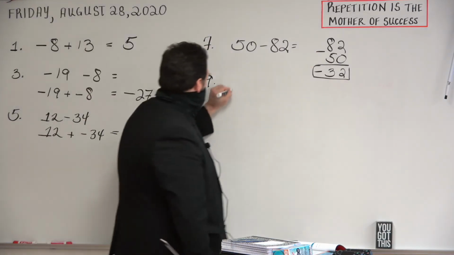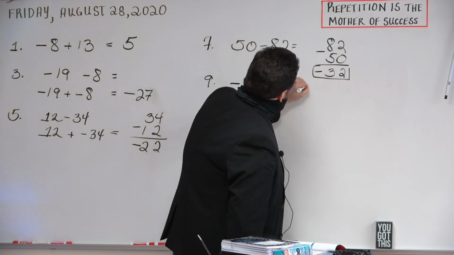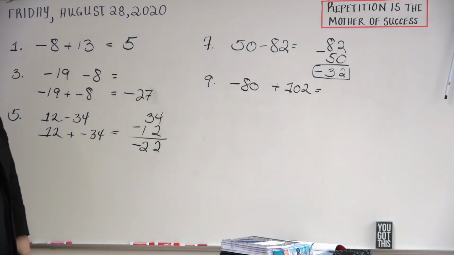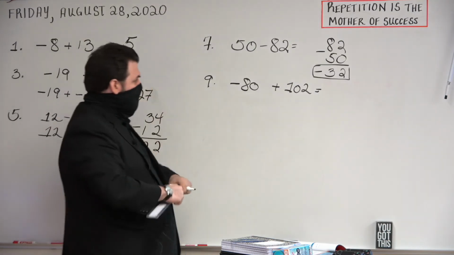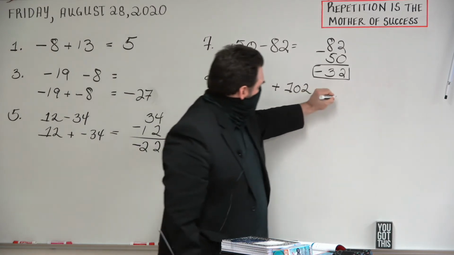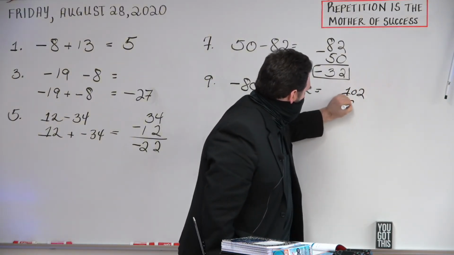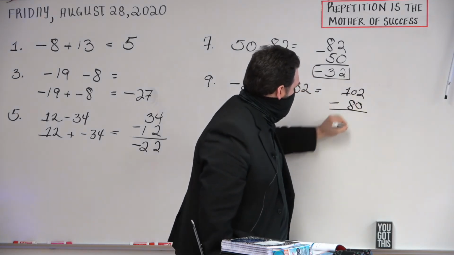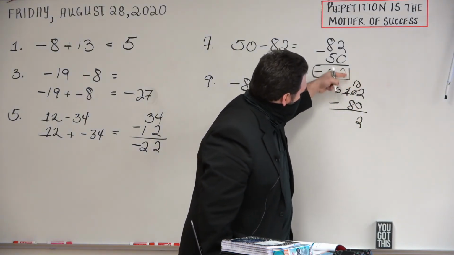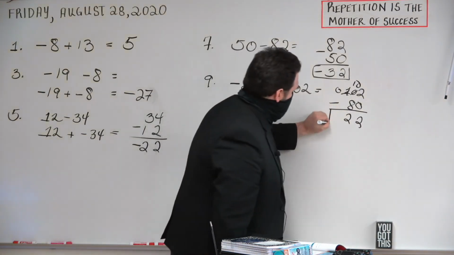Negative 80 plus 102. What'd you get? 22. Positive, right? 102 minus 80. The bigger number was positive. So this is just a straight subtraction problem. 2 minus 0 is 2. I got to borrow here. 10 minus 8 is 2. So it's 22. That's the answer.